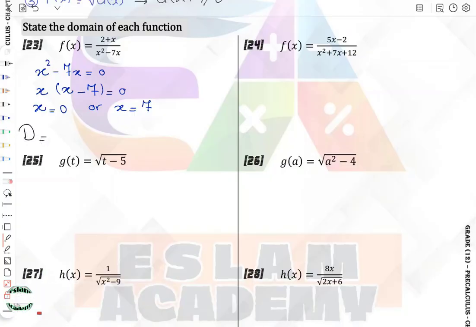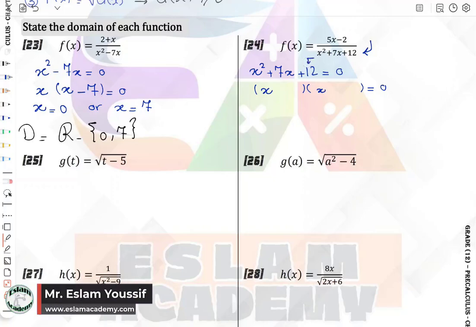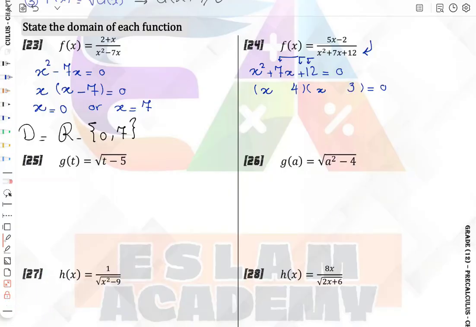Then the domain will be all of the real numbers except the values 0 and 7. You will find the same in question number 24. We have x^2 plus 7x plus 12 equals 0. The denominator is equal to 0. Now we can factorize, or we can use mode 5-3 by using the calculator. Just write x and x because there is no common factor. I need two numbers. If you multiply them, the answer will be 12. If you add them, the answer will be 7. You will find that the two numbers are 4 and 3.